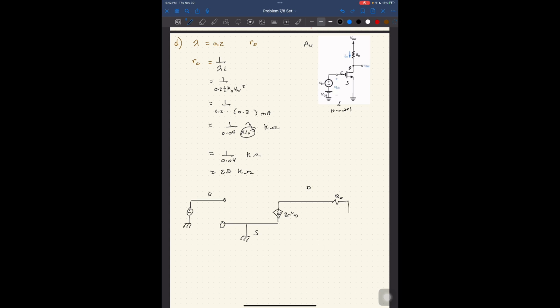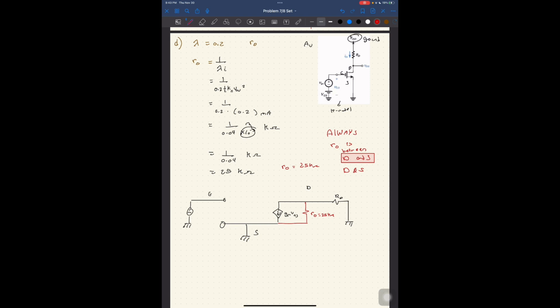And always turn off any DC sources when you're doing the pi model. So this becomes ground. Always turn that off, right? Now, I have this resistance r0 equal to 25 kilo ohms. Where does this go? Rule: always, r0 is between D and S. This is always true. So it will always be in parallel between D and S. And this is your r0, which is equal to 25 kilo ohms.